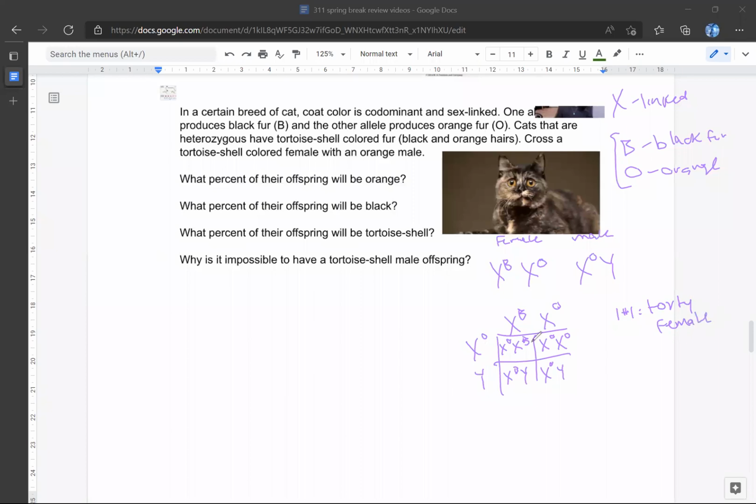female. Individual 2 got the orange allele from the father, or excuse me, from the mother and the father. So they are a female, they have two X chromosomes. So individual number 2 is going to be entirely orange, two orange alleles.